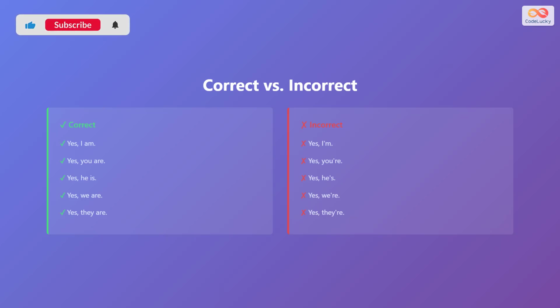Let's compare correct and incorrect short answers. The correct way is, yes, I am. Yes, you are. Yes, he is. Yes, we are. Yes, they are. The incorrect way is, yes, I'm. Yes, you're. Yes, he's. Yes, we're. Yes, they're. Always remember this rule. Use the full form for positive answers. Never use contractions like I'm or you're in affirmative short answers.